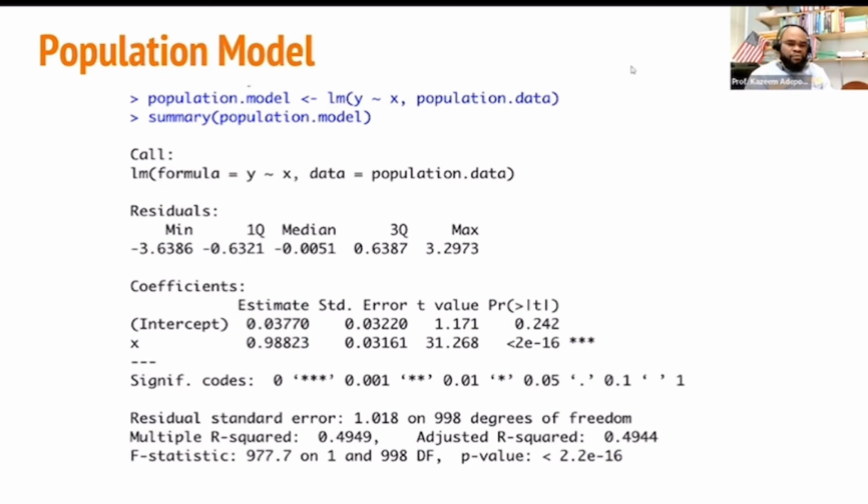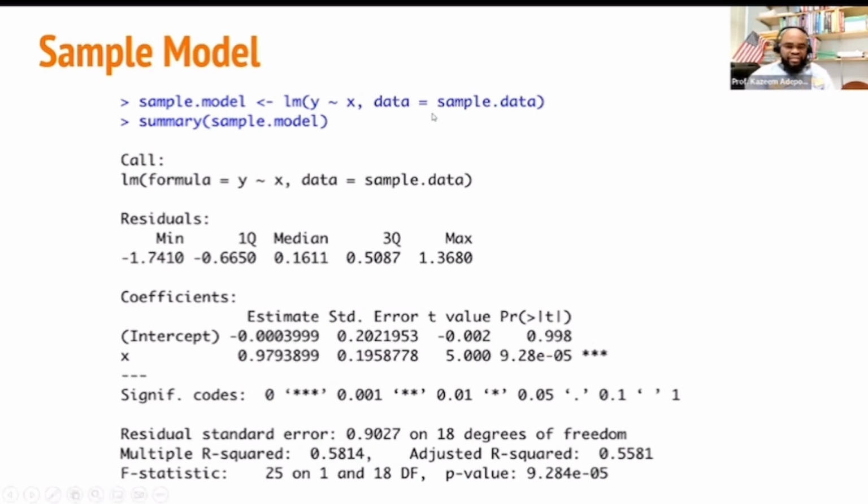Now instead of using the 1,000 data set, I decided to use 20. And don't forget the 20 was taken randomly from the population data. We basically want to see the result now. So take a look at this now. I've used the sample data of 20.